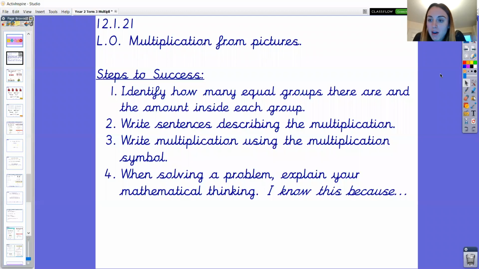Well done, Year 2. So thinking about our steps to success, today we are going to begin with identifying how many equal groups there are and the amount inside each group. We're going to move on to writing sentences describing the multiplication, followed by writing the multiplication using the multiplication symbol. And of course, when solving a problem, please explain your mathematical thinking. So that's when you'll be saying, I know this because, I agree because, I think it's false because. Really thinking about always using that word because to extend our reasoning and sharing that in conversation at home or in the classroom.